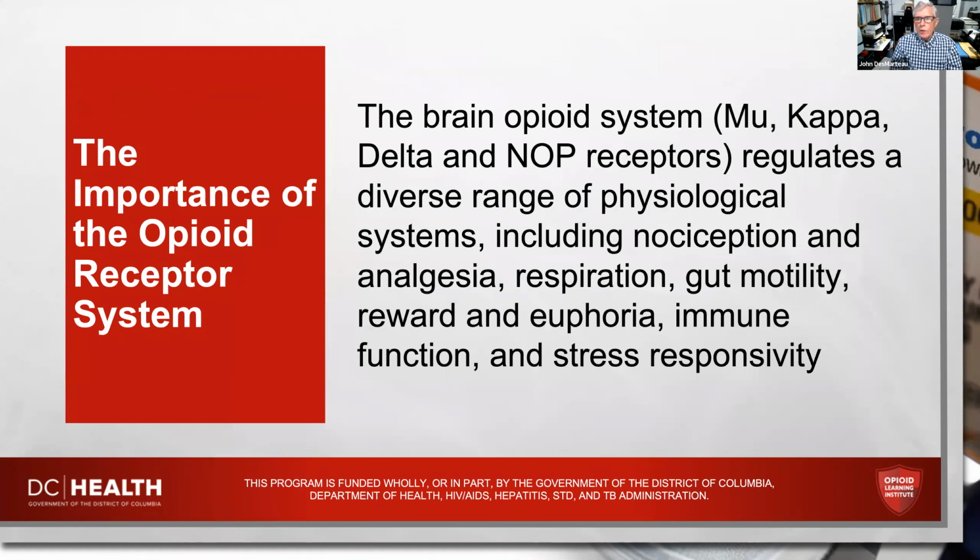Okay. So the opioid system regulates a diverse range of physiological systems, which includes how you sense pain, whether that pain sensing gives you an emotional problem, and obviously respiration, reward and euphoria, even immune function and the response to stress.